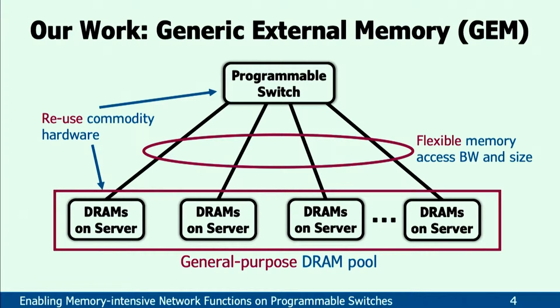Essentially, GEM introduces the notion of memory hierarchy to programmable switches. So you can use on-chip SRAM as a cache and remote DRAM as main memory, just like the memory hierarchy in CPU architecture. In this work, we are particularly focusing on applying our idea to memory-intensive network functions in data centers.